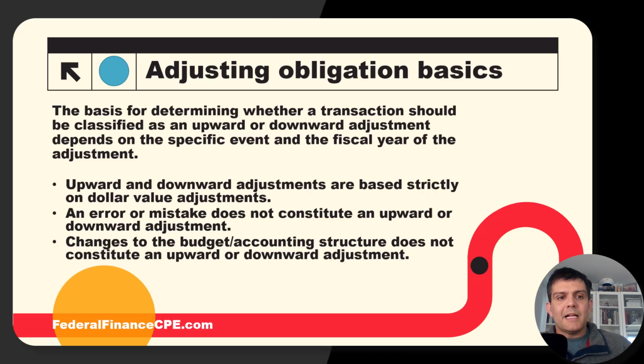Now, we want to be clear too that errors or mistakes are not adjustments. They are errors, and there's a specific way of posting and flagging prior year adjustments for errors with an attribute. Also to note, adjusting your obligation accounts, as we mentioned before, is about dollar value. So if you're changing something in your accounting string, such as an attribute, that's not an upward or downward adjustment. So we'll go a little more into those later. We'll go through some examples of how and when you post an adjustment to your obligation.